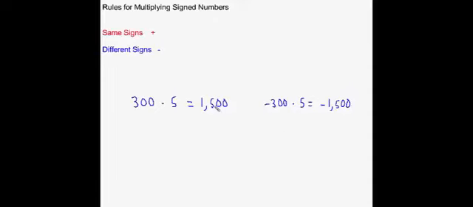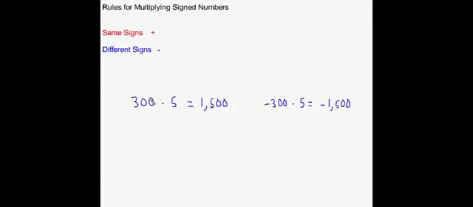So it turns out that the rules in general for multiplication are that if the signs of the two numbers that you're multiplying are the same, your answer will come out positive. This is an example of that. Positive 300 times positive 5. Both numbers were positive, so they had the same signs. That gave me a positive answer.